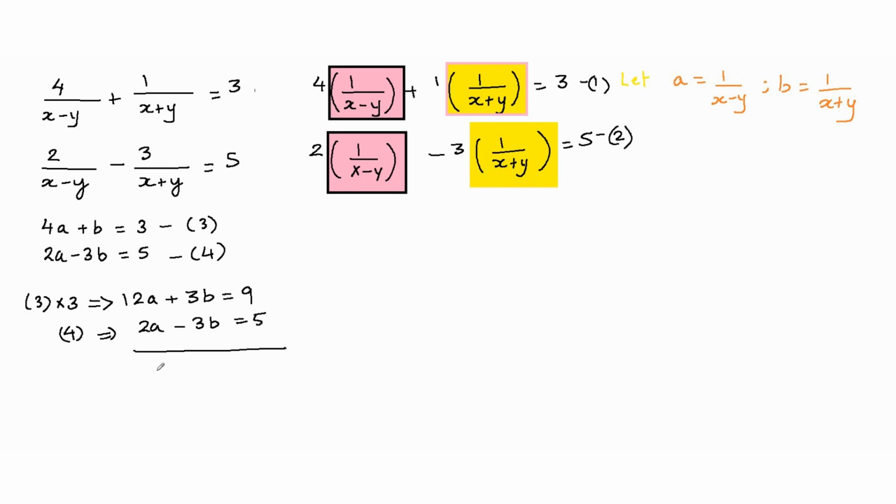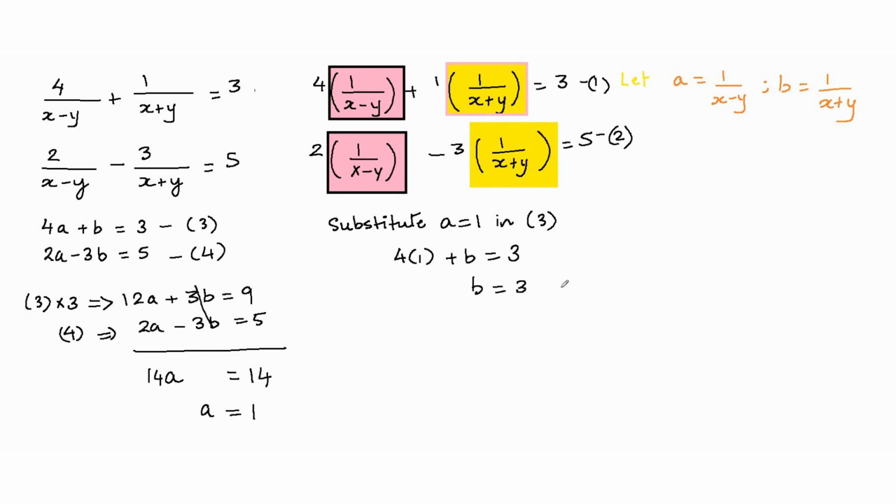So when I add these two, what happens? 14A, the 3B and negative 3B cancel, is equal to 9 plus 5, which is also 14, which means A equals 1. Now because A is equal to 1, I can substitute A equals 1 in, say, the third equation. So 4 times 1 plus B is equal to 3, which means B is 3 minus 4, or B is equal to minus 1. So I got my intermediate variables, which are A and B.